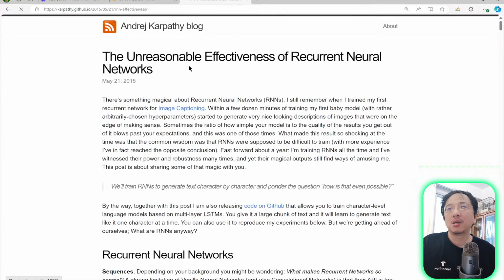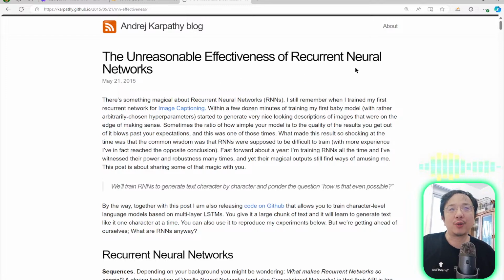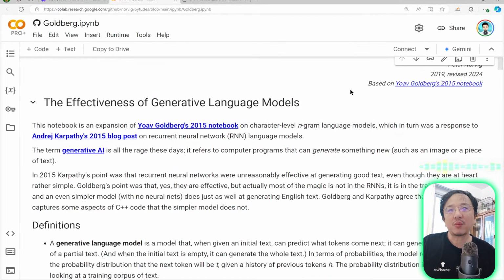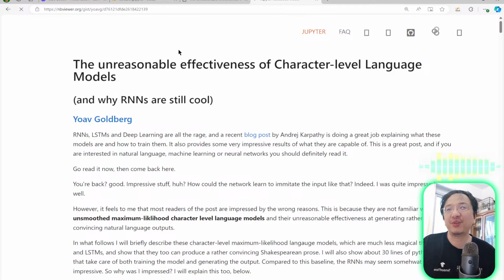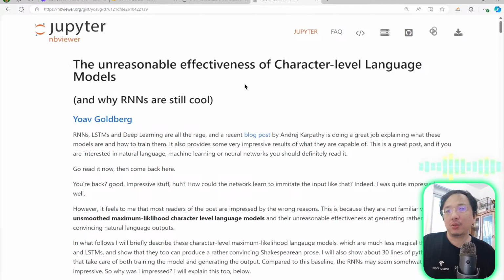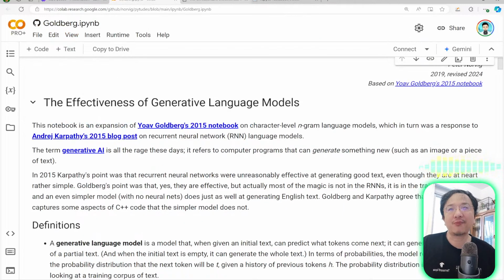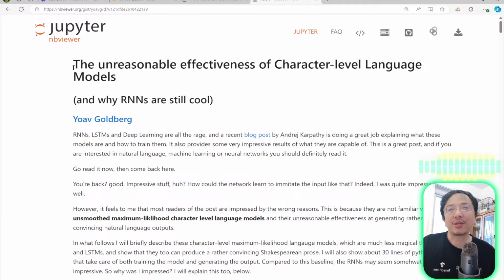which has a title, "The Unreasonable Effectiveness of Recurrent Neural Networks." And the original notebook right here is hosted on NBViewer. You can download the notebook and run this as well. But I think Colab is a bit more executable and more popular. So maybe you should follow the Colab version. Okay, so the title is Unreasonable Effectiveness of Character Level Language Model. So this is a response to the RNN.